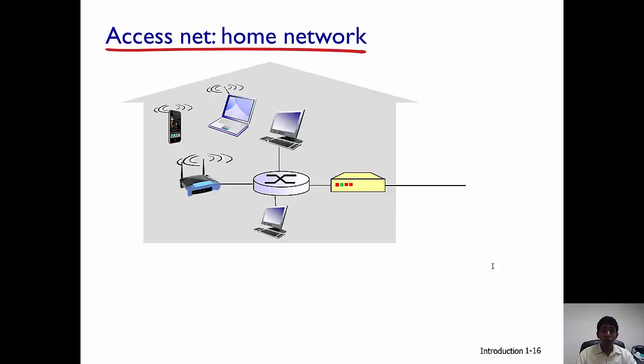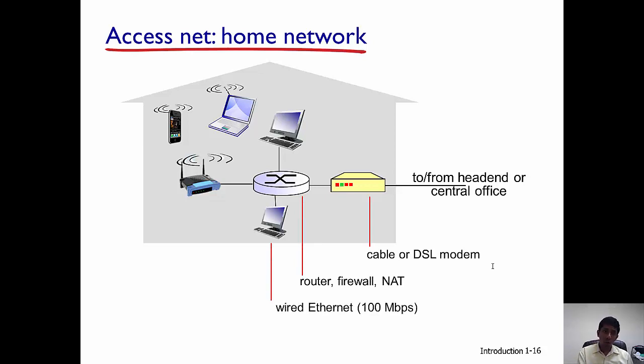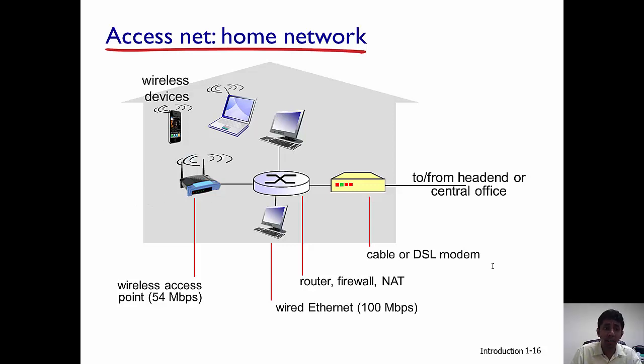Another access network that you also use in your day-to-day life is the home network. For example, it is usually a wireless network nowadays, so you have a wireless router there. And that wireless router or access point is connected to a large number of devices. And then you could also connect your computer directly to the router. So in this figure, the router is shown, and your computer is connected to this router using a wired Ethernet cable, and then you have your wireless access point.